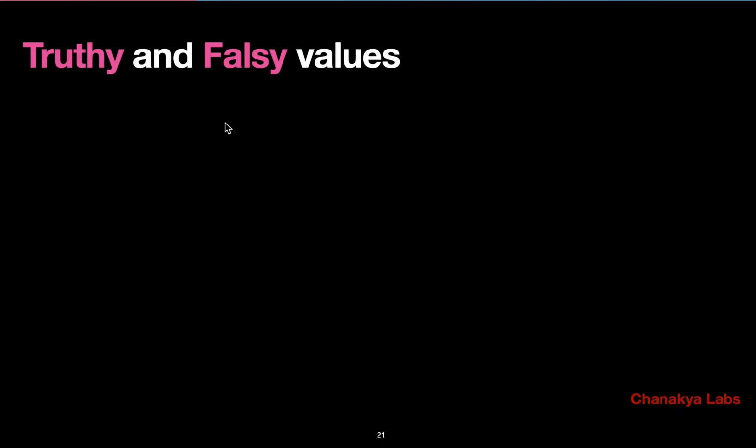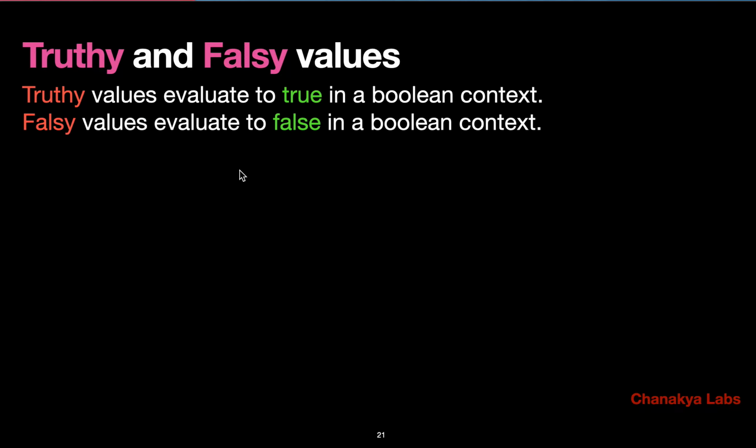What are these values? Actually, what happens is that in some places, boolean values are expected, but you are not having a boolean value at that place. Then JavaScript tries to convert that non-boolean value into a boolean value, provided the context, in boolean context. Any value which is converted to true in boolean context is called truthy, and any value which is evaluated to false in boolean context is called falsy.